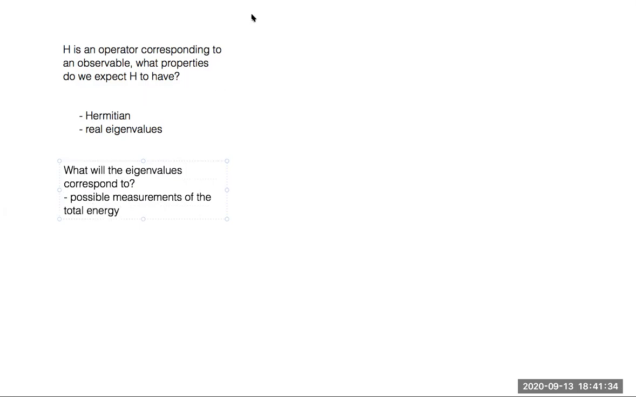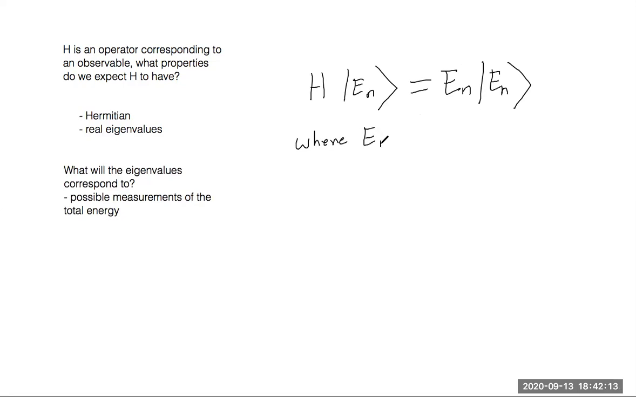So I can write down an eigenvalue equation for this. The operator H operates on the eigenstate, which I'm going to call E sub n. There's some energy eigenstates, and this is the nth one. I don't know how many there are. This is a generic system. And it gives me the eigenvalue, E sub n, the energy of this particular state, times that state again. This was the eigenvalue equation, where E sub n is an energy eigenvalue, so a possible measurement that you could make of the energy.